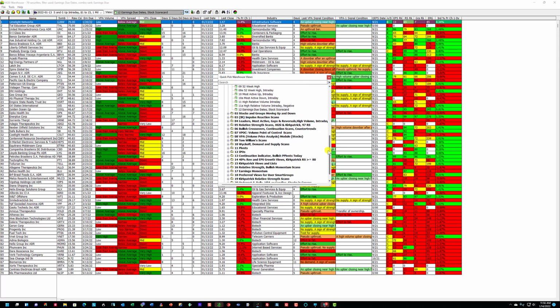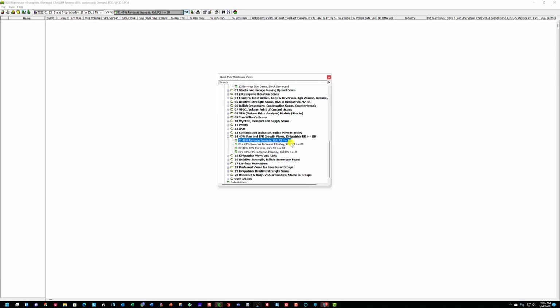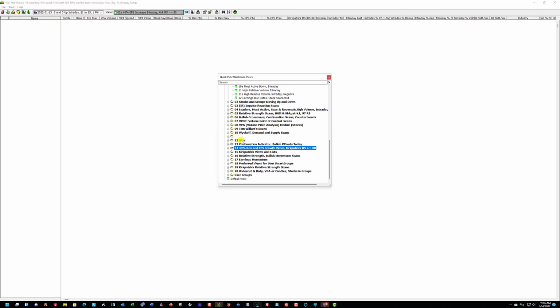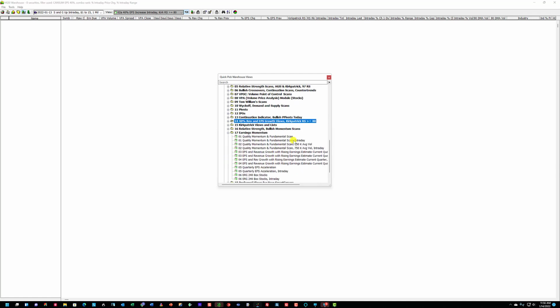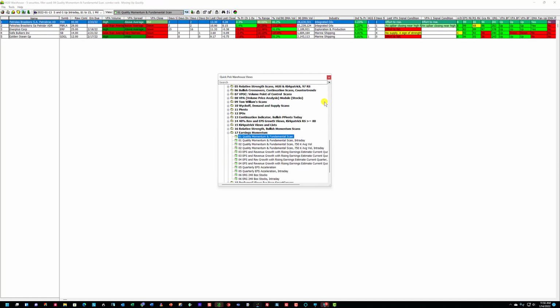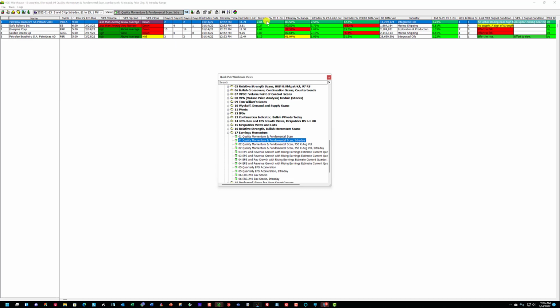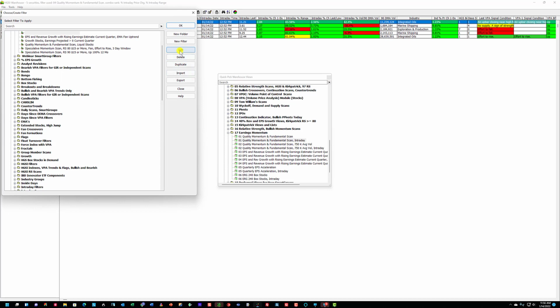Let's say you're more of a fundamental trader. Let's go down to folder number 14. This is 40% revenue increase, Kirk RS of 80. There's nothing in here. But let's go down here to earnings momentum, quality momentum, and fundamental scan. So if I click on the intraday, you can see that these stocks are going up. And let's take a look at this filter.